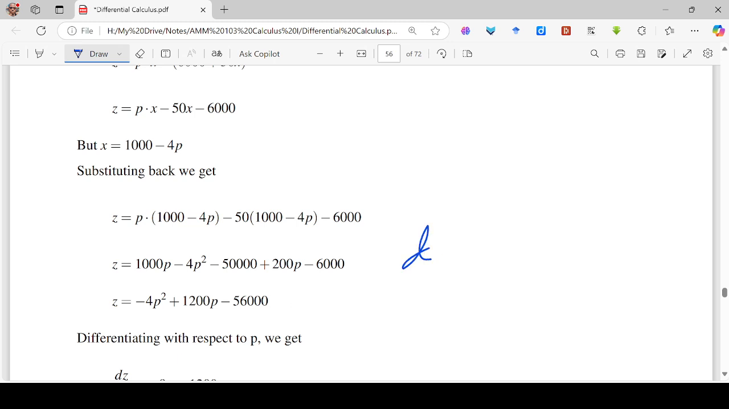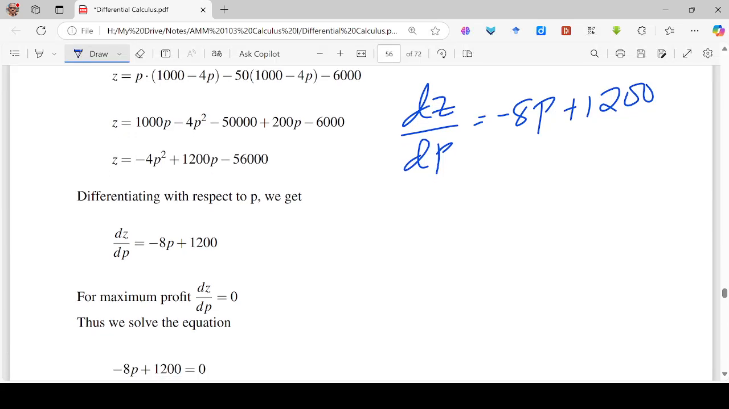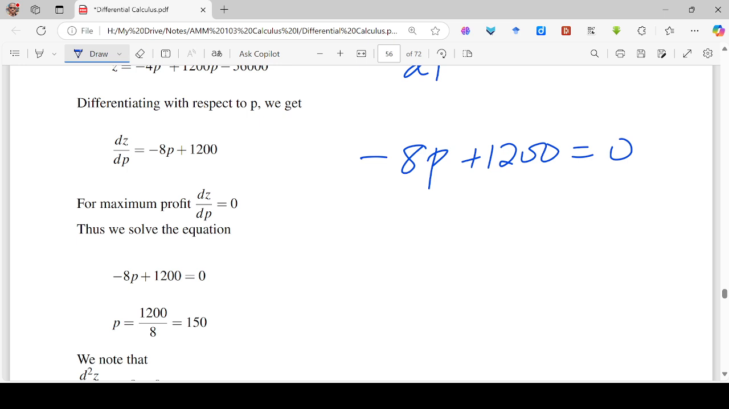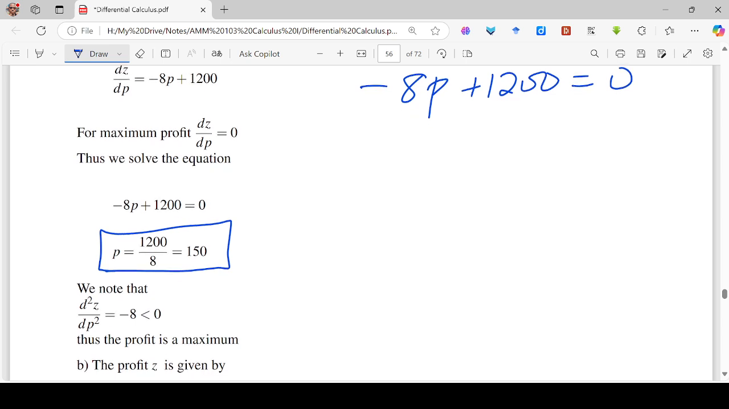Then we find dZ/dP, which is -8P + 1,200. For a maximum profit, dZ/dP must be equal to 0. So we equate -8P + 1,200 to 0, and then solve the resulting equation. This gives P = 150. This is the price for which the maximum profit is attained.